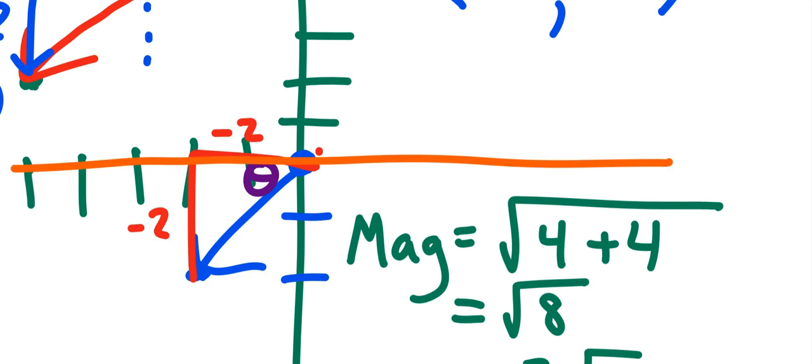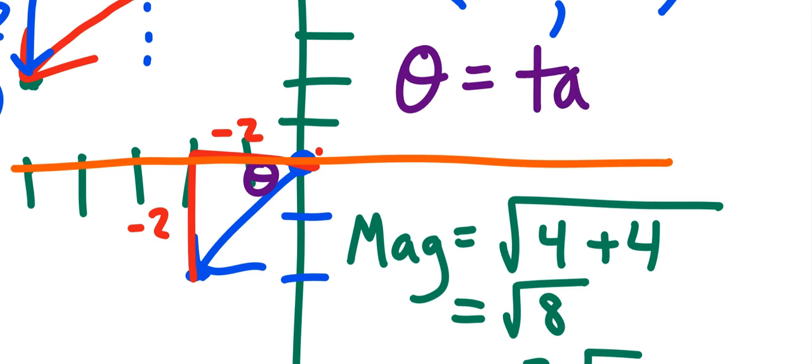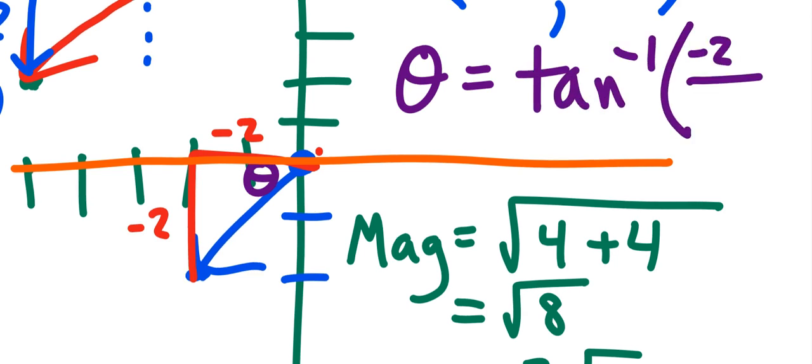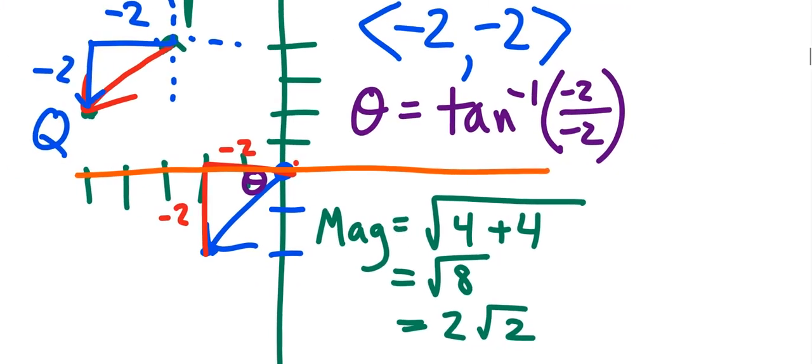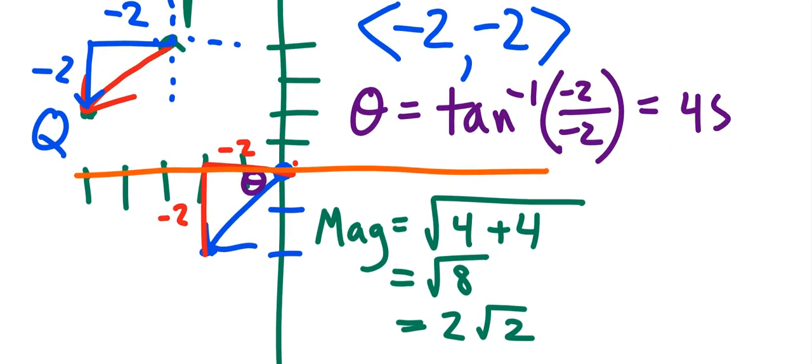Definitely don't draw your line to the y-axis. Let's avoid that, because you'll end up reversing all your trig functions and getting confused, and I don't want that to happen. Okay, did we get theta? Tangent inverse of negative 2 over negative 2, opposite over adjacent, and hopefully several of you got 45 degrees. That is not the direction. But it will be used to find the direction.